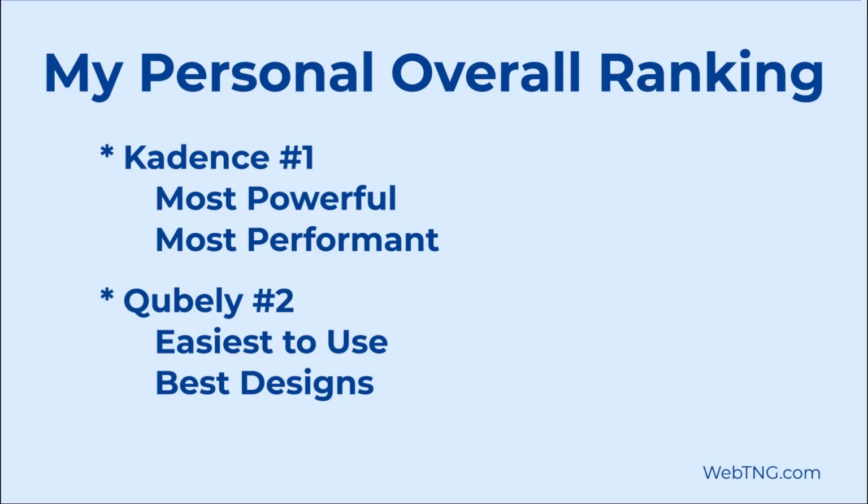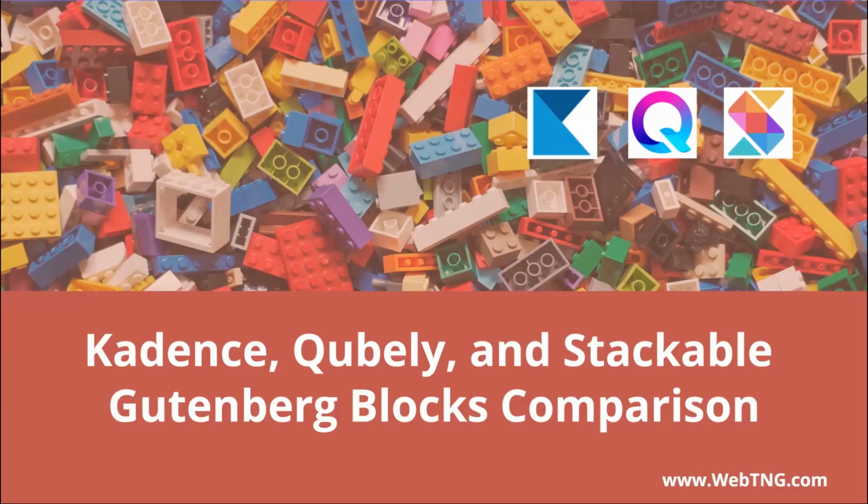If design's the most important thing for you, then I think Qubely would be your best choice. The blocks were a bit more attractive, and there were a lot of pre-designed options. It also had the advanced animations and interactions, and I think that Qubely was a bit easier to use. If you want a free add-on for a content author, then Kadence, Qubely, and Stackable are all good Gutenberg enhancements, and any one of them would do.